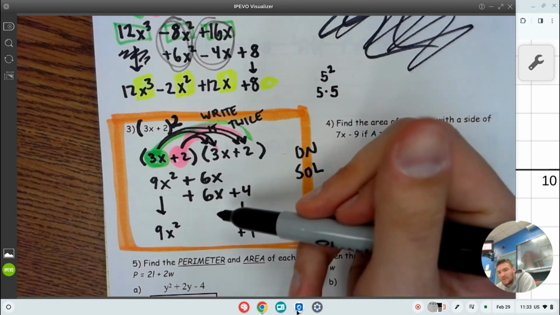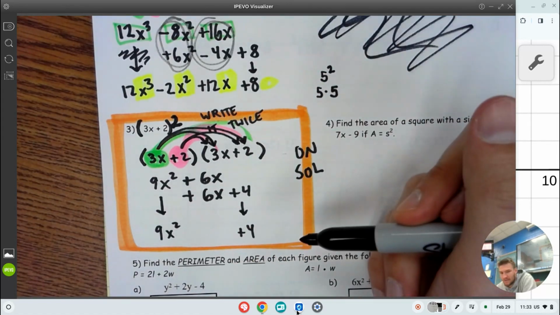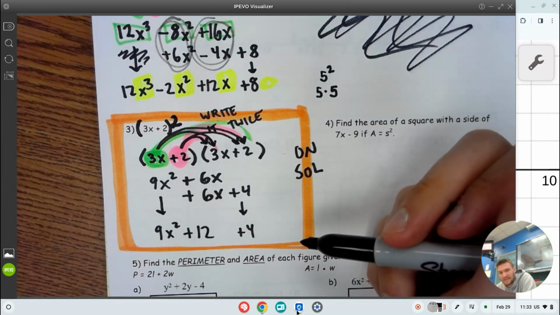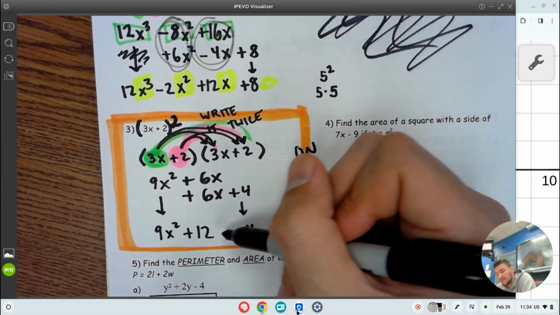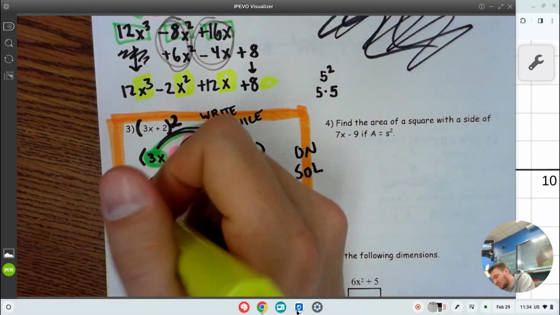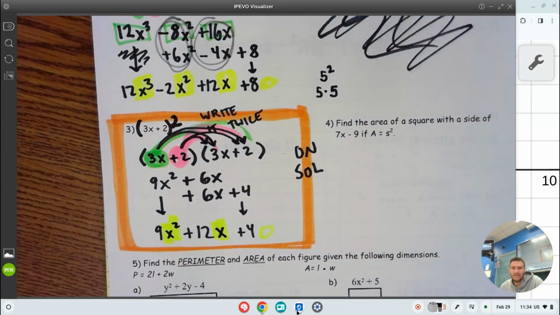In the middle here, is 6 plus 6 0, or is 6 plus 6 12? 12, of course. How many x's on that 12? Just 1, because it should always be 2 x's, 1 x, no x. Okay, it's got to be that same pattern every time.